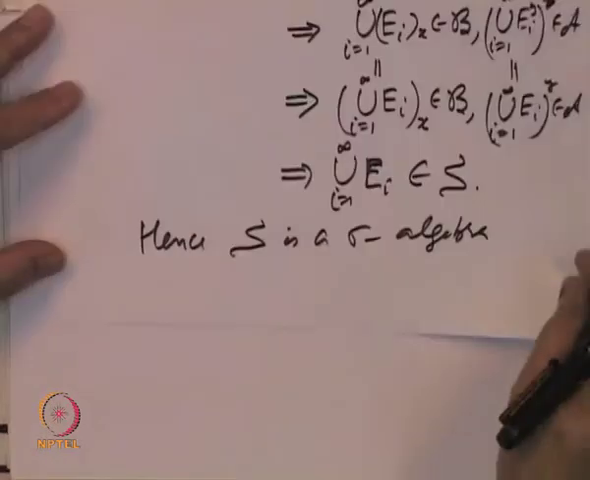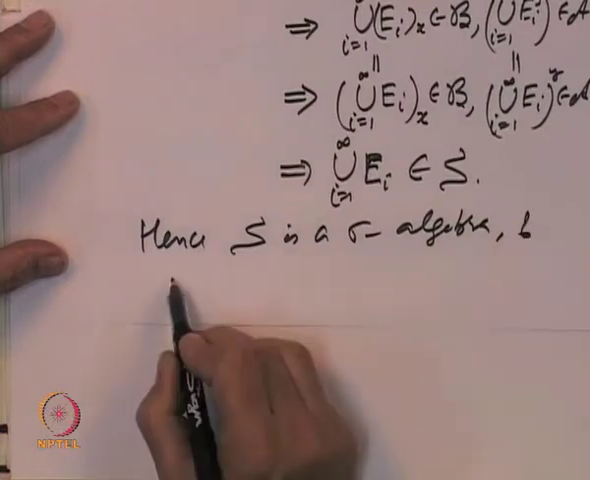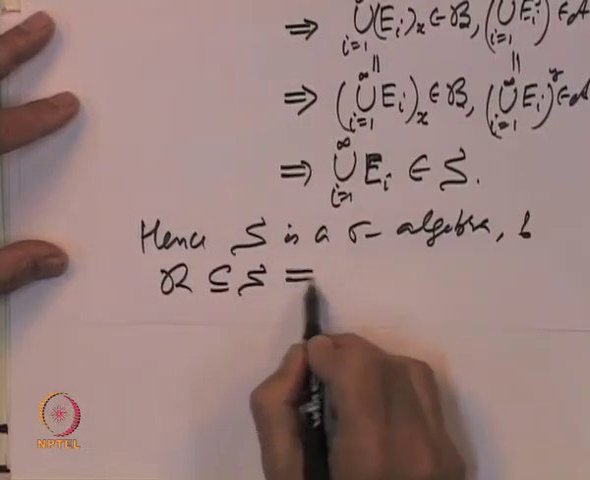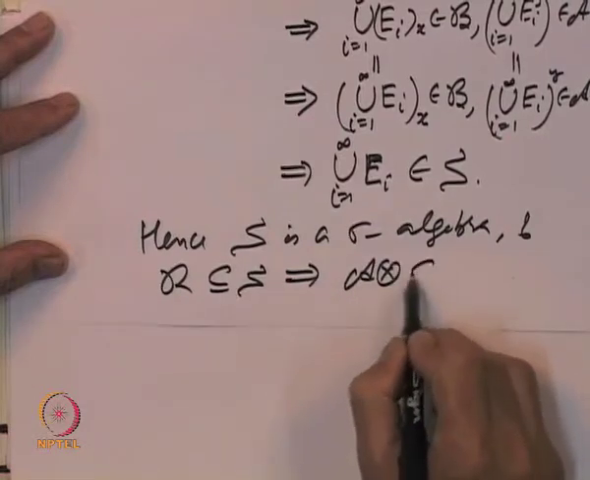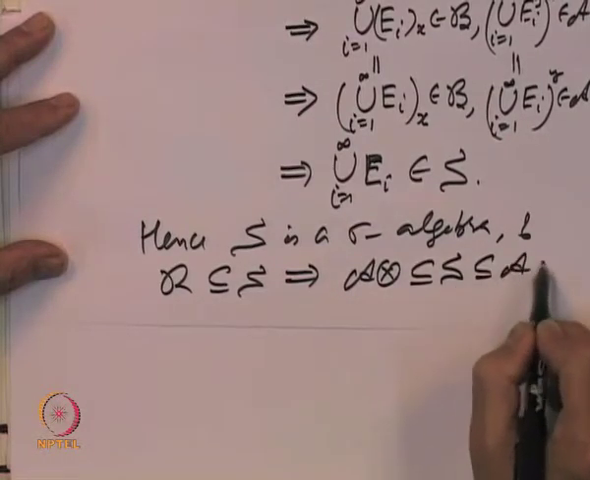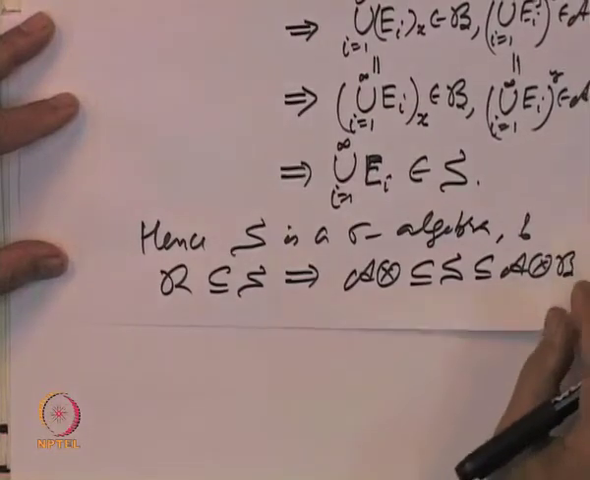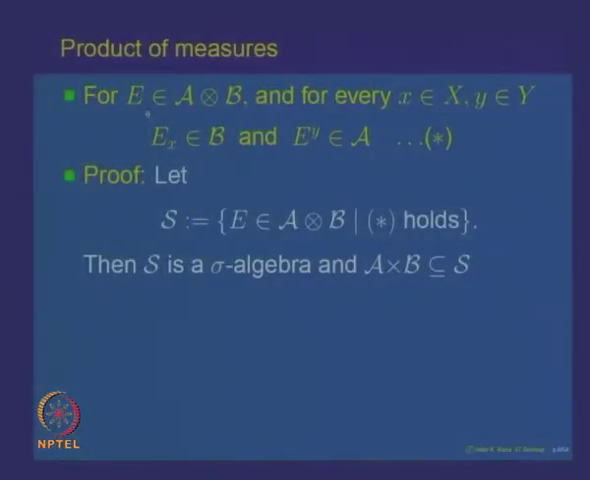So, S is a sigma algebra and we know that rectangles are inside S. That implies that A cross B is inside S. S is a subset of A times B already, so all these are equal. That means the property that for every set in the product sigma algebra, the x section belongs to B and the y section belongs to A is true. Let me once again emphasize that we are looking at these proofs, which are nothing but applications of the technique called the sigma algebra technique.